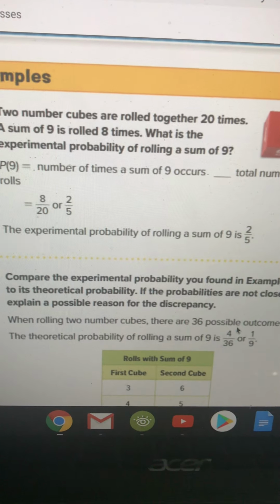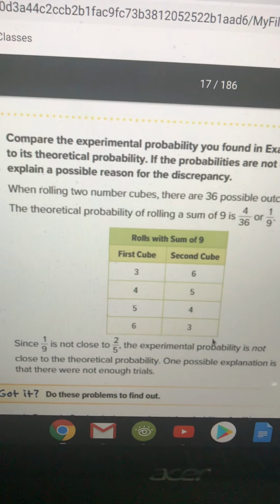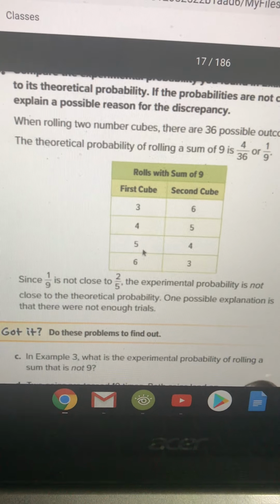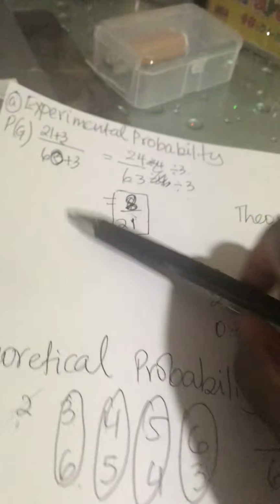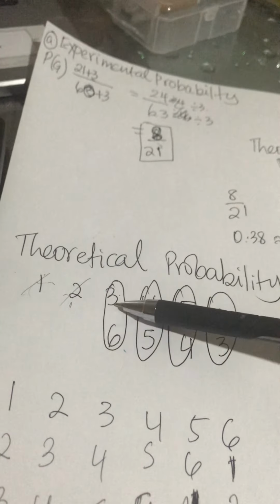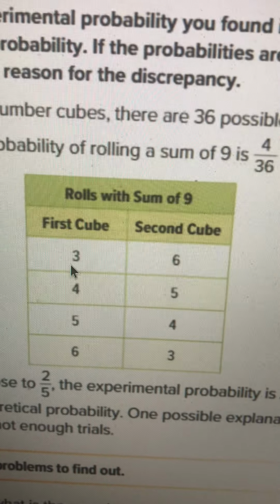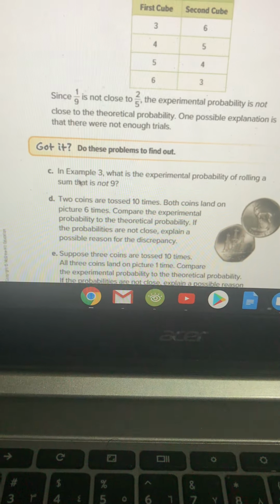All I did is explain these ones. Okay? And here is your table. So you see what I did? Look. When I want to get a 9, I need a 3 and a 6, 4 and a 5, 5 and 4, and 6 and 3. And that's exactly what is there. Okay? Now let us do letter C.